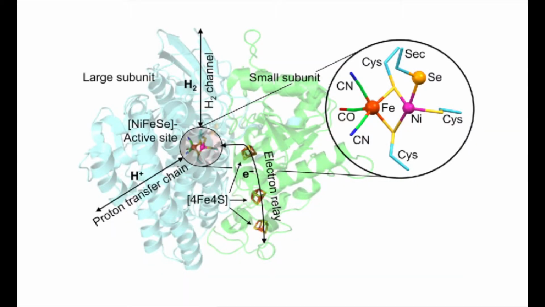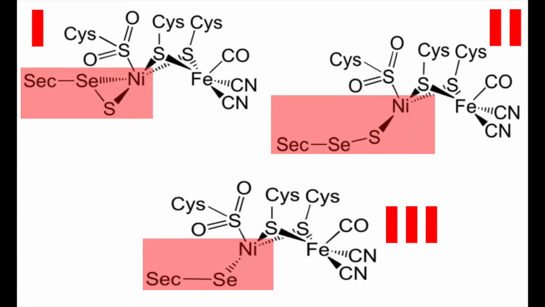Moving on to the focus of this video, which is nickel iron selenium hydrogenase, we can see there is a nickel ion centered within the quaternary structure of the enzyme. This is found to be an active redox center of which the oxidation states alter between 1, 2 and 3, which allows for the transfer of electrons for hydrogen generation.